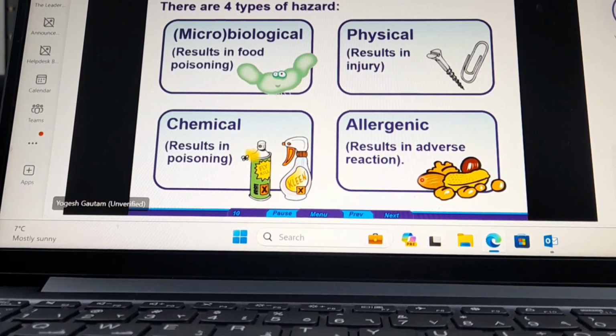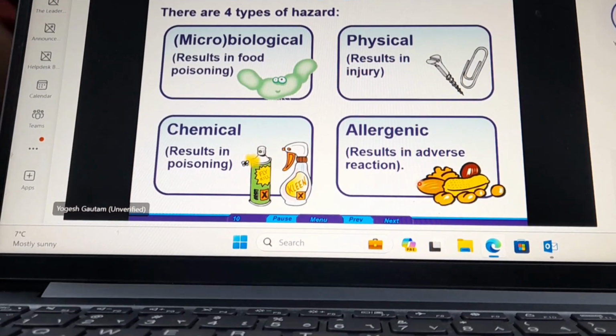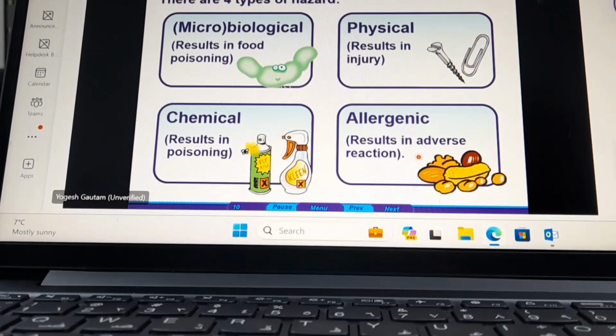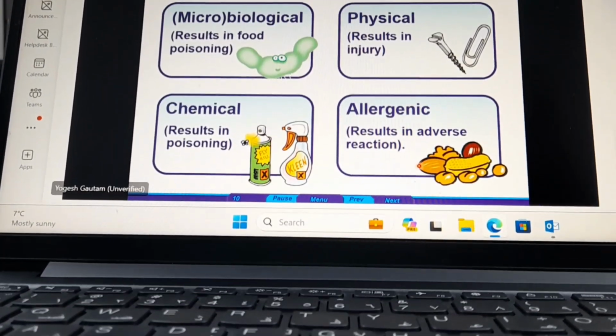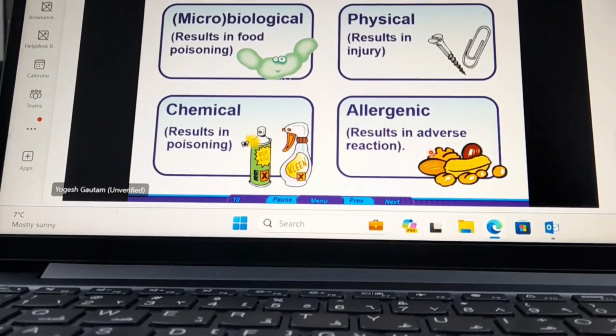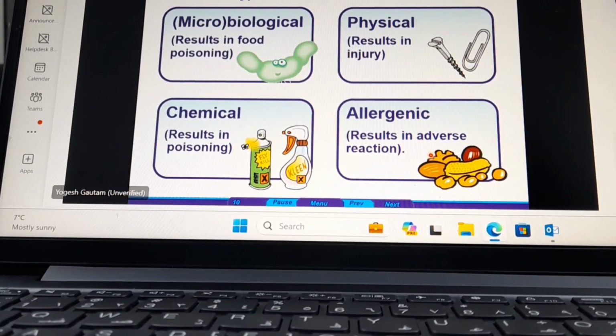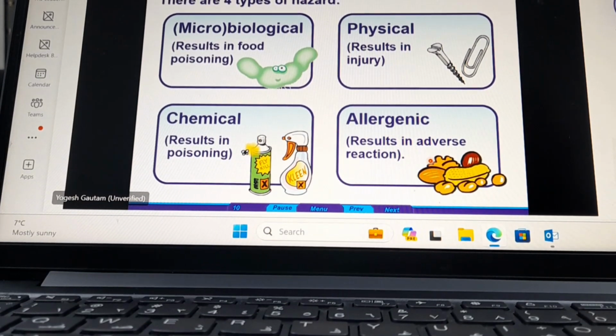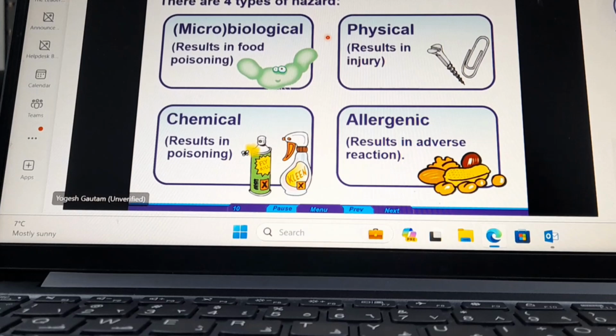Allergenic, as we know, there are few people who are allergic to certain things. So these result in adverse reactions. Basically, these are the people who are allergic to certain elements. If they consume it, if they ingest it, it may cause certain reactions to the body, which may lead to death also. So these are 4 typical types of hazards.